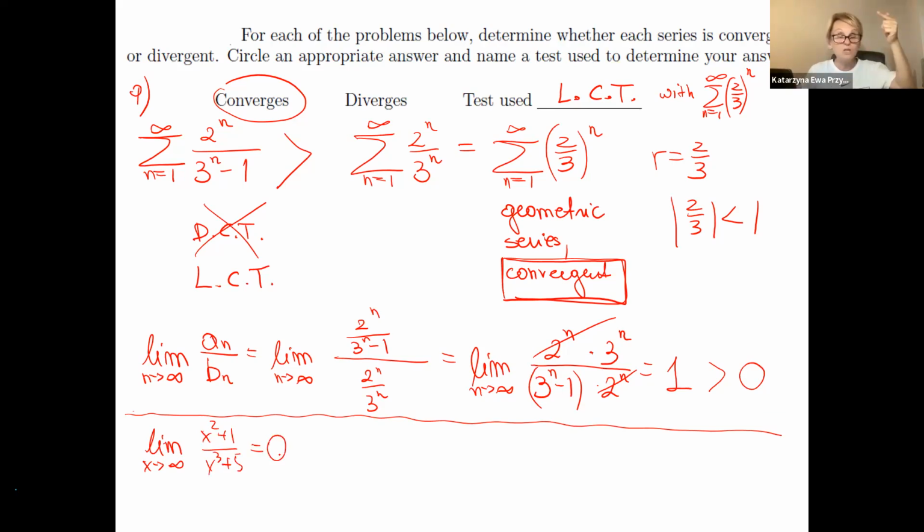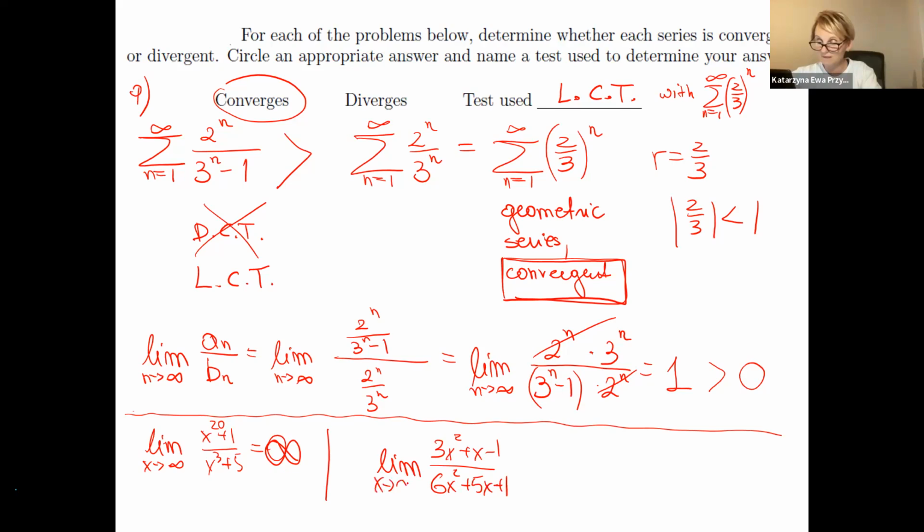If the numerator is winning, what was the limit? Like if the numerator, let's say, is x to the power of 20, it will be infinity. Now, let's say 3x squared plus x minus 1 over 6x squared plus 5x plus 1, limit at infinity. What is this limit? It's a finite number. Yes, actually 3/6, 1/2.